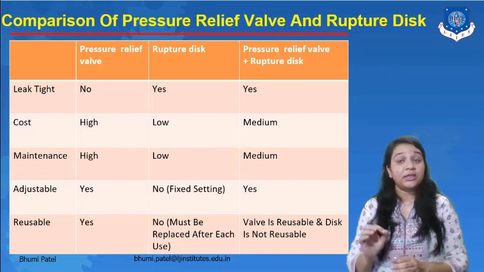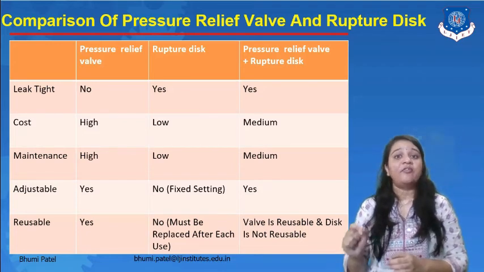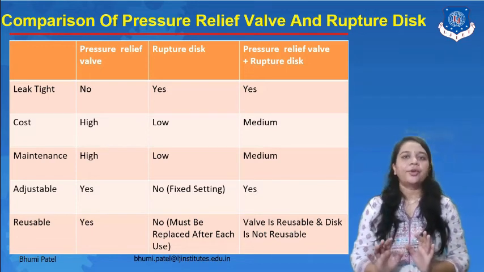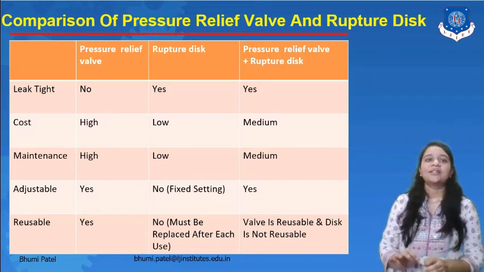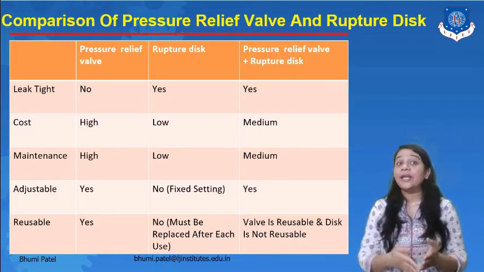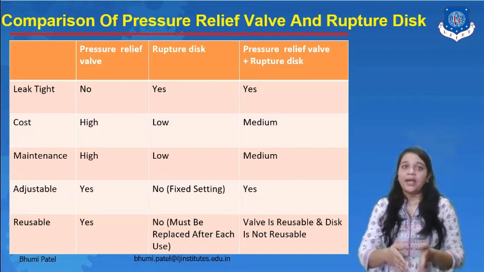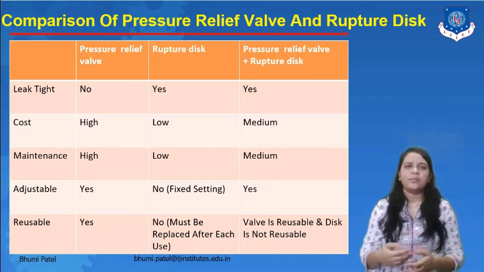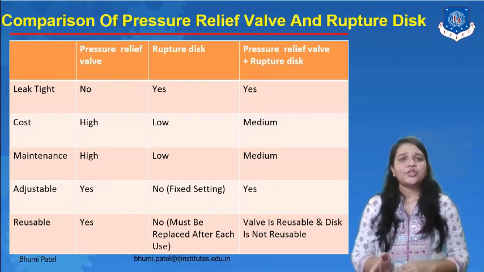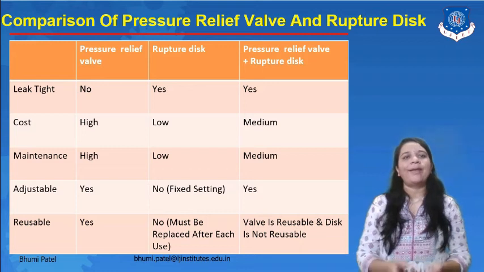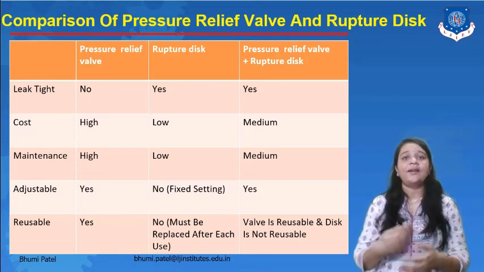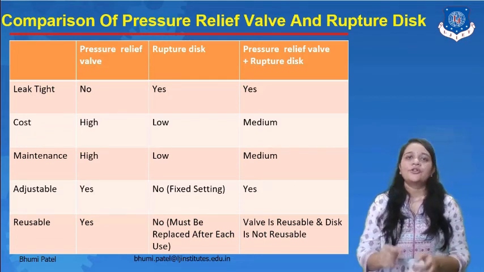If we use a pressure relief valve plus a rupture disc in the same control valve, it is a leak type control valve. Now the cost of the pressure relief valve is high because we use a spring loaded pressure relief valve, and in the rupture disc we use a rubber material, and the mechanism of the rupture disc is also small. So the cost of the rupture disc is low compared to the pressure relief valve. But if we use the pressure relief valve and rupture disc in the same control valve, the cost is medium.